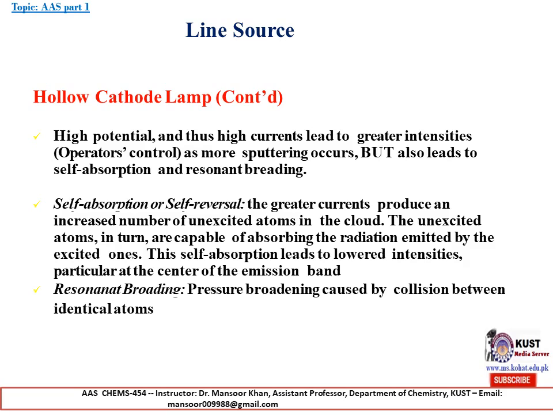Now what is resonant broadening? It is pressure broadening caused by collisions between identical atoms, and it is also one of the drawbacks of the hollow cathode lamp. Self-absorption also leads to a positive error. If the concentration of the element's atoms is low and self-absorption takes place, then it will show a higher concentration as compared to the actual lower concentration. This leads to a positive error.